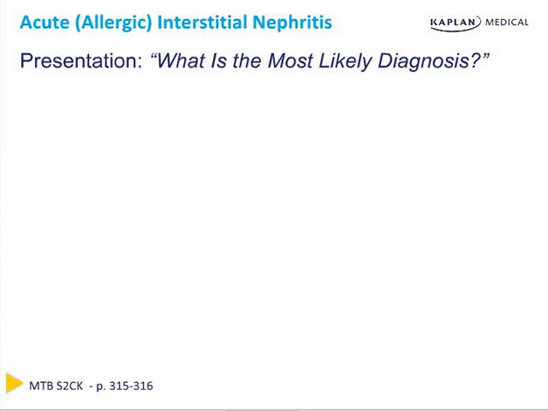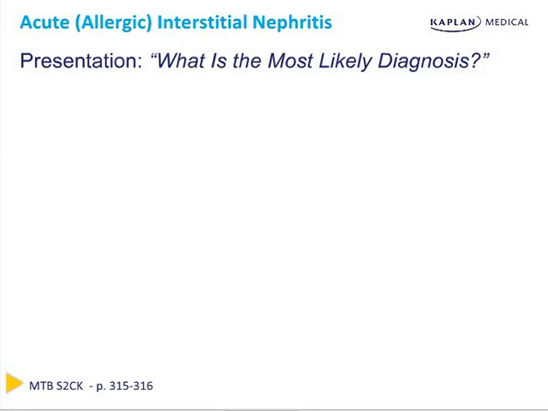When faced with the question, what is the most likely diagnosis, it's important to remember that there are medications that are almost never associated with acute interstitial nephritis. These include calcium channel blockers, beta blockers, and SSRI antidepressants. These almost never cause AIN because they're inherently non-allergenic.